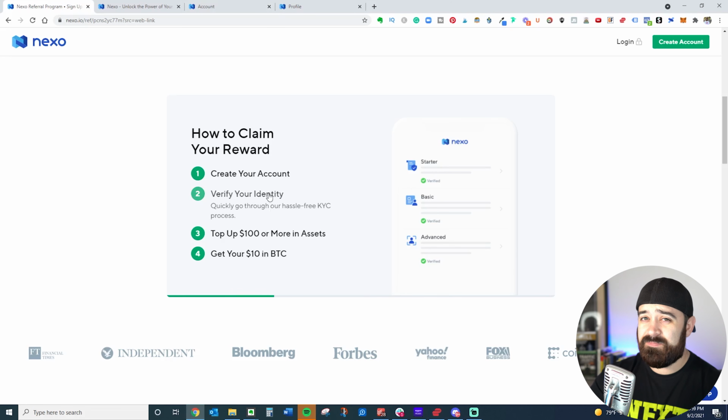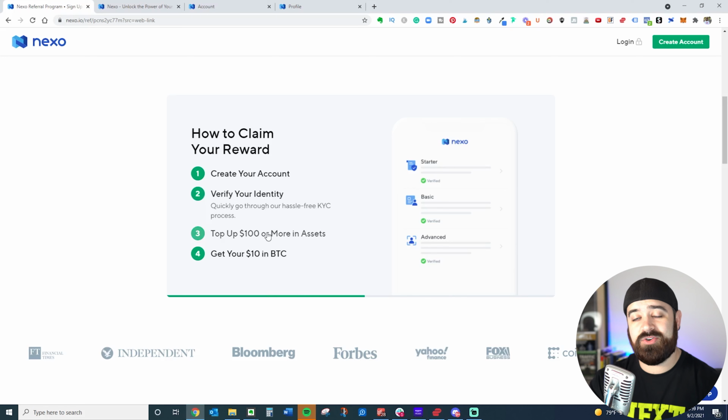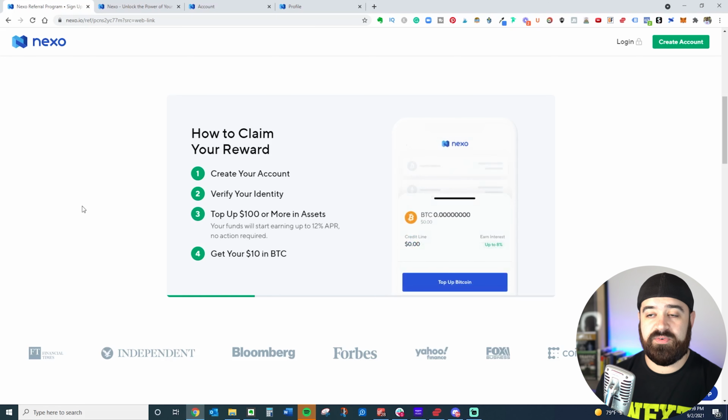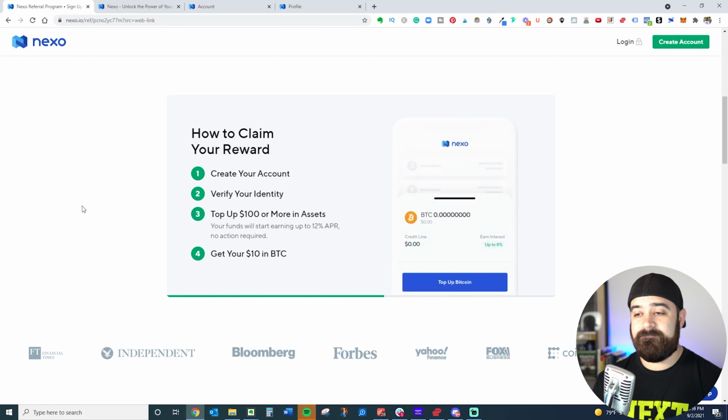And I think they might have changed this, but when I did it, all it was showing was your driver's license. So there's not really a lot to the verification process. And then you're going to have up to $100 in this platform in order to get your free Bitcoin.